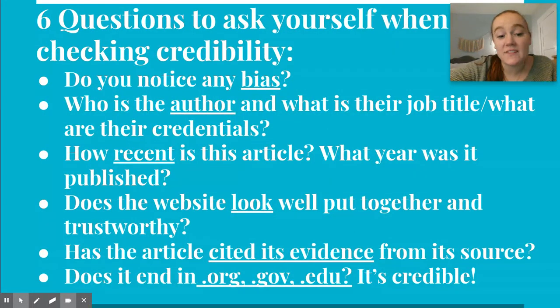And then last but not least, does the website link end in .org, .gov, or .edu? That doesn't mean that .com isn't credible. There are some websites that are credible that are .com, but .org means it's an organization, .gov means it's government, and .edu means it's an educational institution. So we know that those ones can be trusted and that they're giving us credible information.